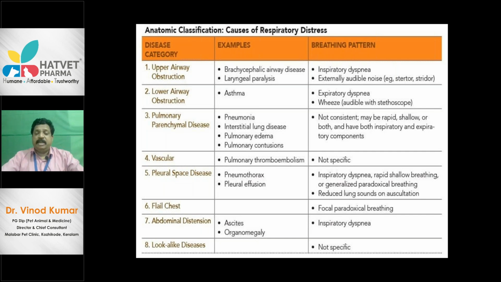In pleural space disease, there will be inspiratory dyspnea, rapid shallow breathing, or generalized paradoxical breathing, and reduced lung sounds on auscultation, that we told. It's not only inspiratory dyspnea, it will be restrictive dyspnea. We should say it is a type of restrictive dyspnea. And in flail chest, of course, yesterday we mentioned the flail chest.